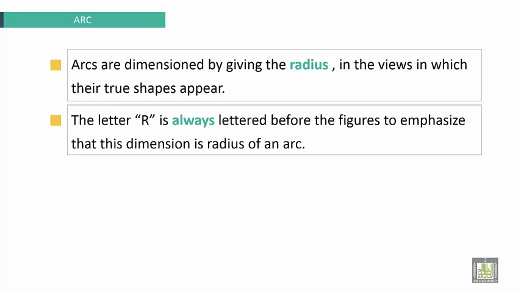Arcs are dimensioned by giving the radius and the views in which their true shape appears. The letter R is always lettered before the figures to emphasize that this dimension is the radius of an arc. Here, for example, this is the dimension line R200. That means the radius of this arc is 200 millimeters.